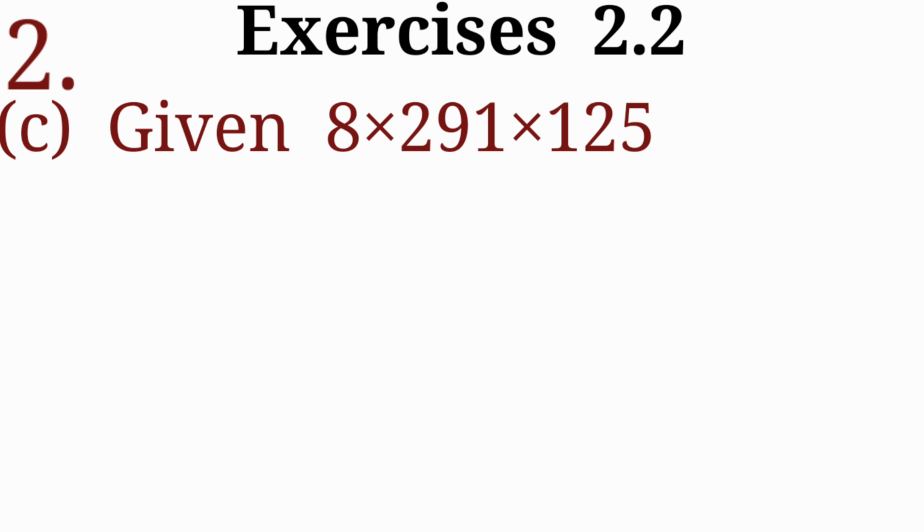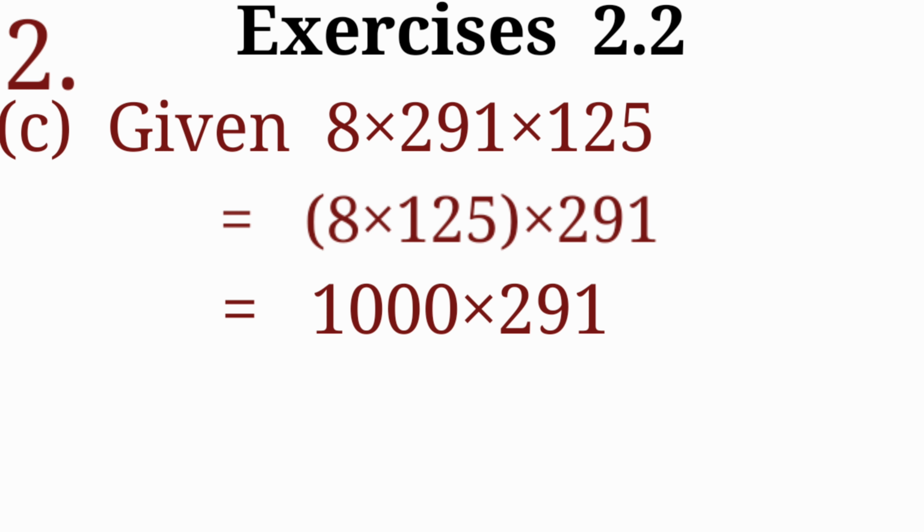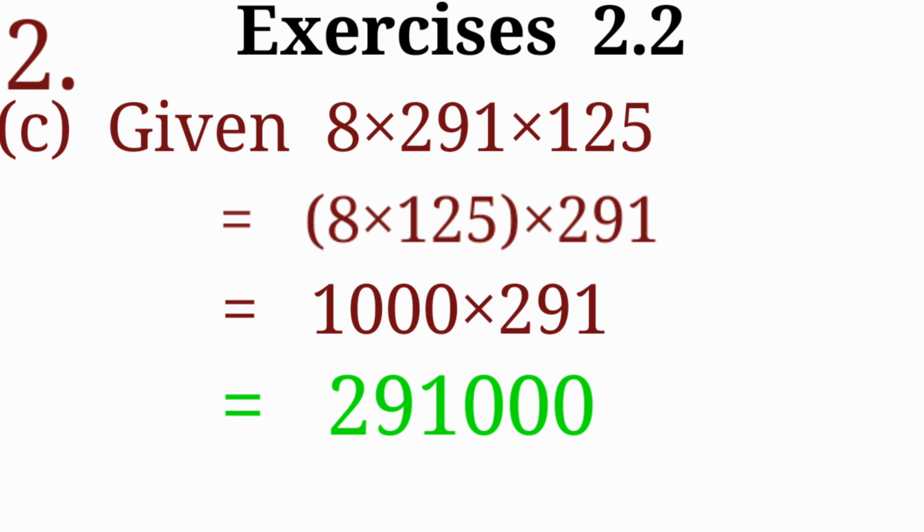Now let's take one more example, C part. It is given 8 into 291 into 125. By seeing it you will understand which numbers we have to pair up so that we can get 0 at the one's place. So I'm going to pair up 8 into 125 in the bracket and into 291 outside the bracket. We have to solve the bracket first. 8 into 125 is 1000, into 291, which equals 291, and the 000 will be added at the last.